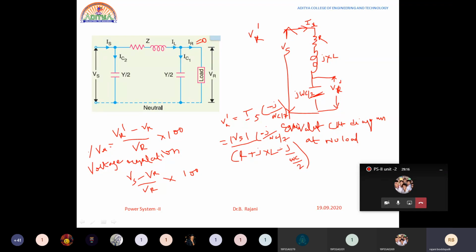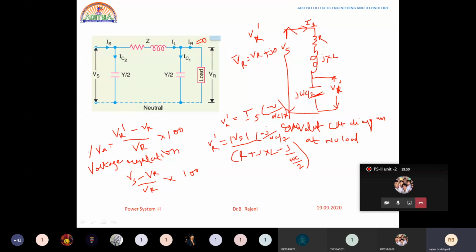See here, this is the no load voltage. Once we know the no load voltage, we know the receiving end voltage VR. VR is equal to VR plus j0, which we have taken as the reference at full load. This is the reference voltage we have taken, the full load receiving end voltage. At no load, this would be the term we are getting.